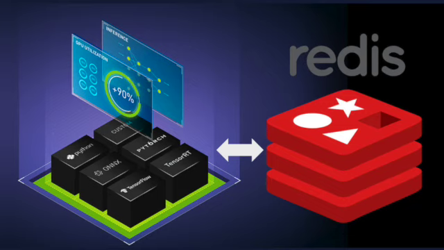Distributed caching plays a crucial role in improving the overall performance and scalability of applications, particularly in distributed or microservices architectures. However, it's essential to carefully design and configure the distributed caching system based on the specific requirements and characteristics of the application.